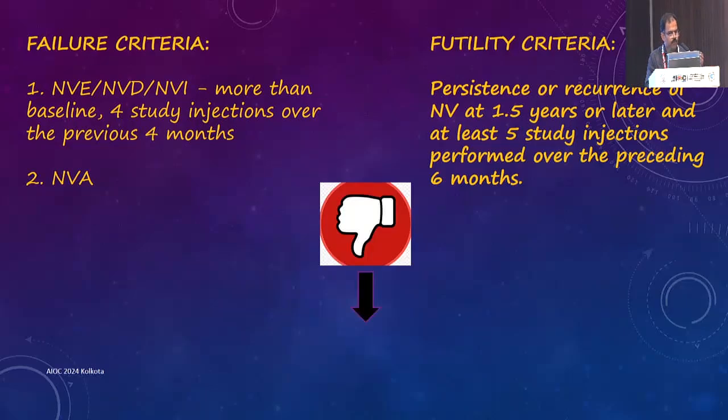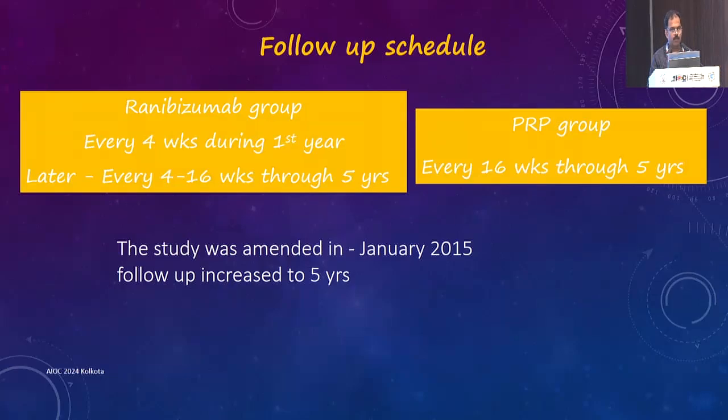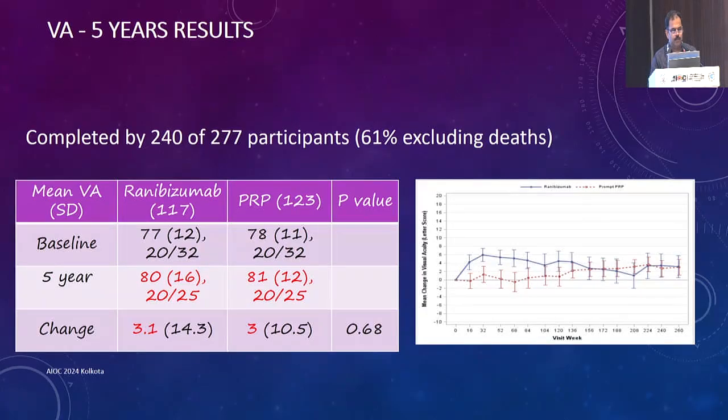So if there is a failure, then you would go for a panretinal photocoagulation. Associated DME, if it is more than 250 microns, was treated, and a treatment given for 12 weeks and then continued. So the follow-up schedule was every 4 weeks for the first year, and depending on the clinician's discretion later.